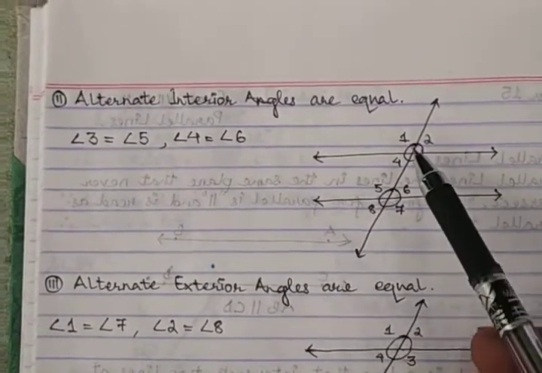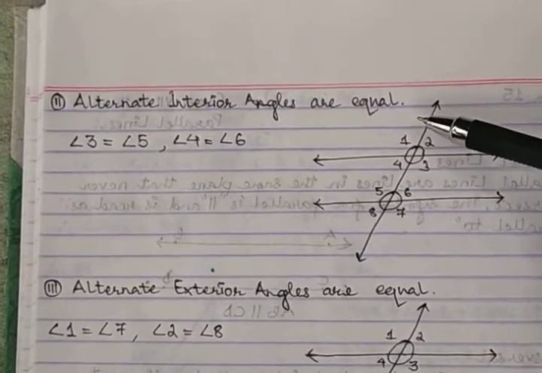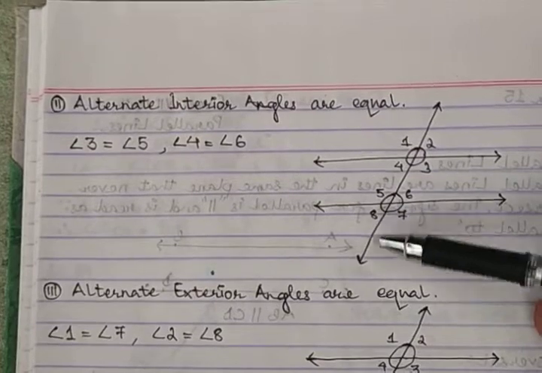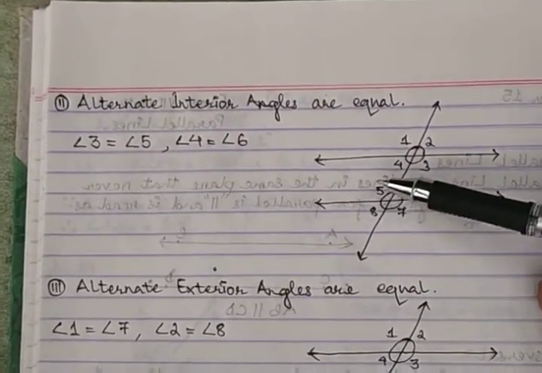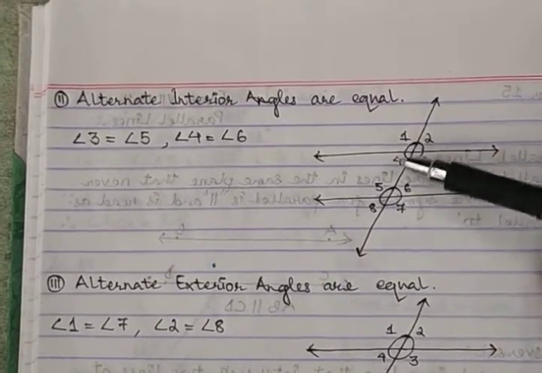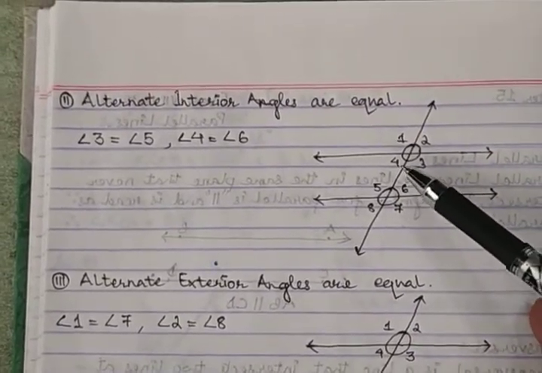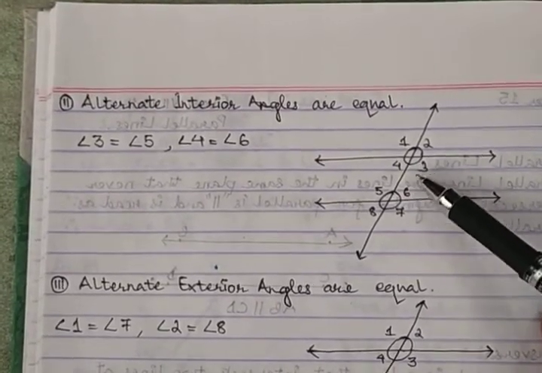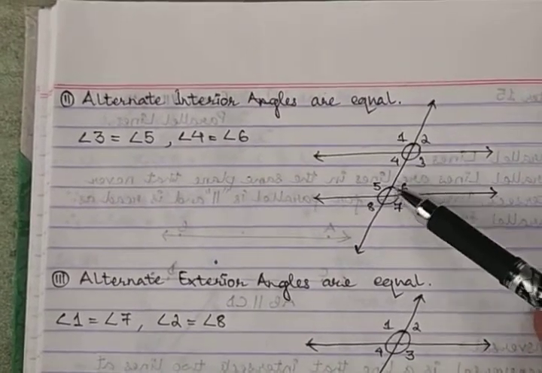Now what do we see here? These two are above the line, so let's consider them exterior, and these two below the lines, let's also consider them exterior. Now let's consider the angles formed inside between those two lines as interior angles. How many interior angles do we have? We have 4 interior angles, isn't it? See, 4 3 6 and 5.